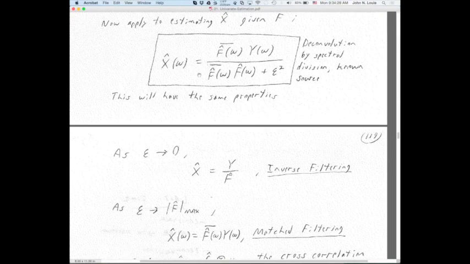What I'm trying to say is that okay, maybe epsilon is not a million, maybe it's about the same as f conjugate f, as the power of f, okay. Still, that's very much reducing our filter action, right? So it's more like a constant with frequency that we're just dividing out of our match filter.